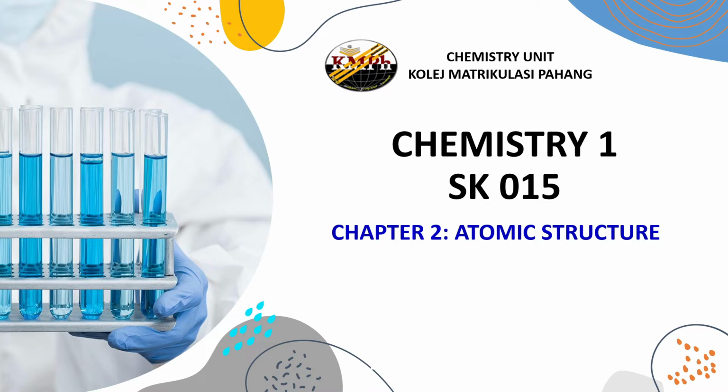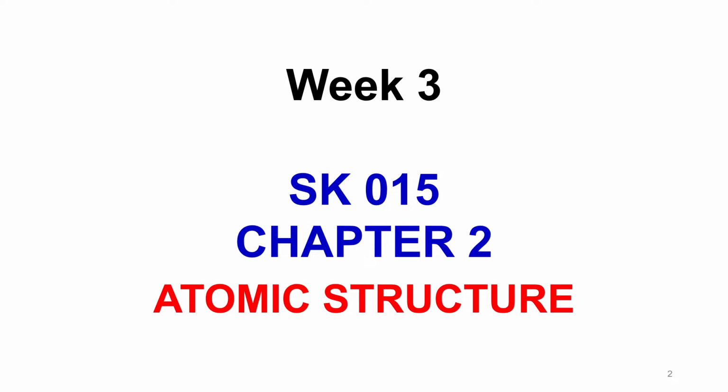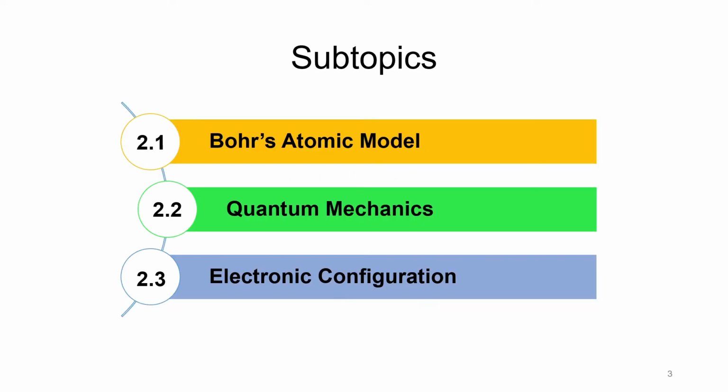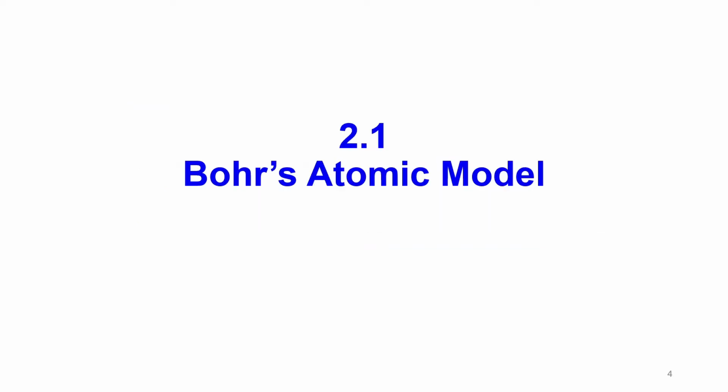Alright, so in this chapter, today we are going to discuss a new chapter in semester 1 SK015, which is chapter 2, atomic structure. Let us look at what atomic structure is all about. It has 3 subtopics in this chapter: 2.1, Bohr's atomic model, 2.2, quantum mechanics, and 2.3, electron configuration. First we go through 2.1, Bohr's atomic model.